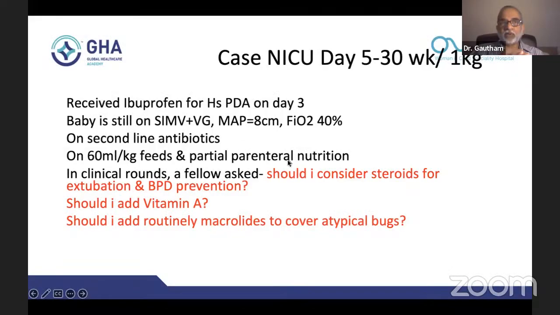I would wait, and generally around somewhere between 14 to 28 days, depending on the course of the baby. If the FiO2 is going up, if the baby is unstable, having frequent desaturations, then I would talk to the family and explain to them the risks versus benefits of steroids, and then make a decision. Again, if you have a unit guideline that lays out how to do this, that is very useful. There's one more slide I want to share related to infection.